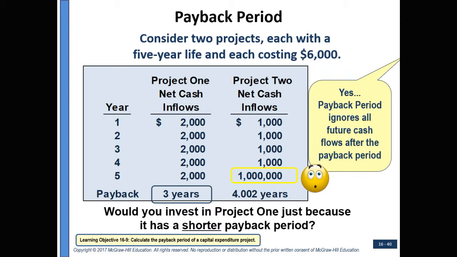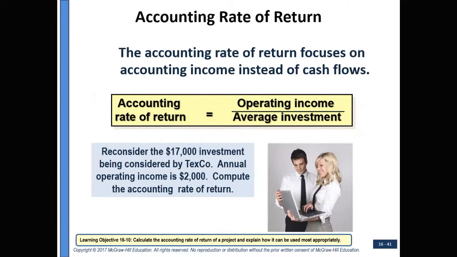Project 1 would be accepted because the payback period focuses on the amount of time to recoup the original investment, and then it ignores all future cash flows after the payback period. This may not be the appropriate decision-making tool for these particular projects. Whereas the accounting rate of return focuses on accounting income instead of cash flows. Remember, those are different. Accounting rate of return equals operating income divided by the average investment.